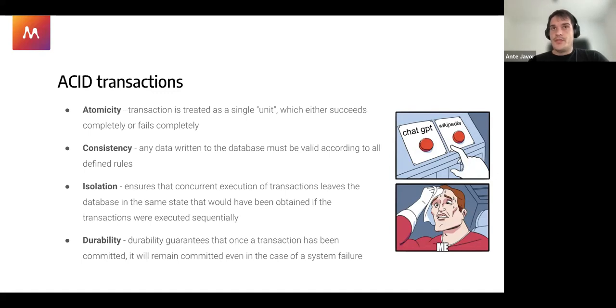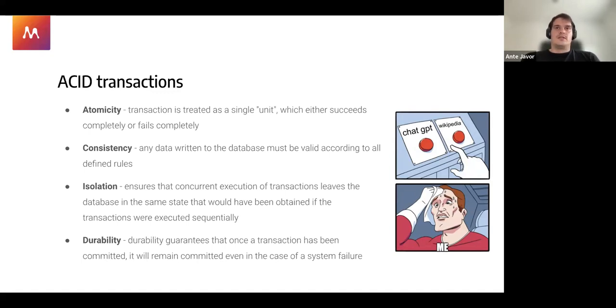Consistency is another property. Essentially, consistency ensures that all data follows some rules. This can be unique properties, some triggers, and so on, so that data stays consistent across the database, as defined by some predefined rules.